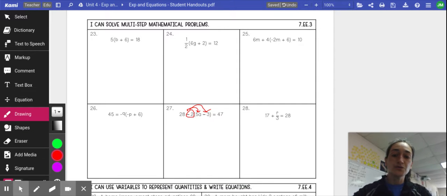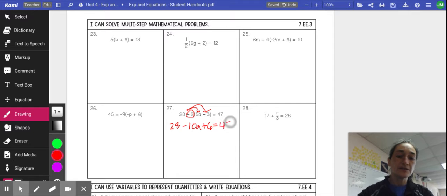I am going to rewrite the fact that I have 28 and aren't using it. And then a negative times a positive is going to give me a negative 10a. And a negative times a negative is going to give me a positive 6. The parentheses are now gone, and I will again rewrite the equal symbol and 47. Okay. Every single time you do a step, you should rewrite what you have left. This will allow you to focus on what's important next and not repeat using any constants or coefficients.